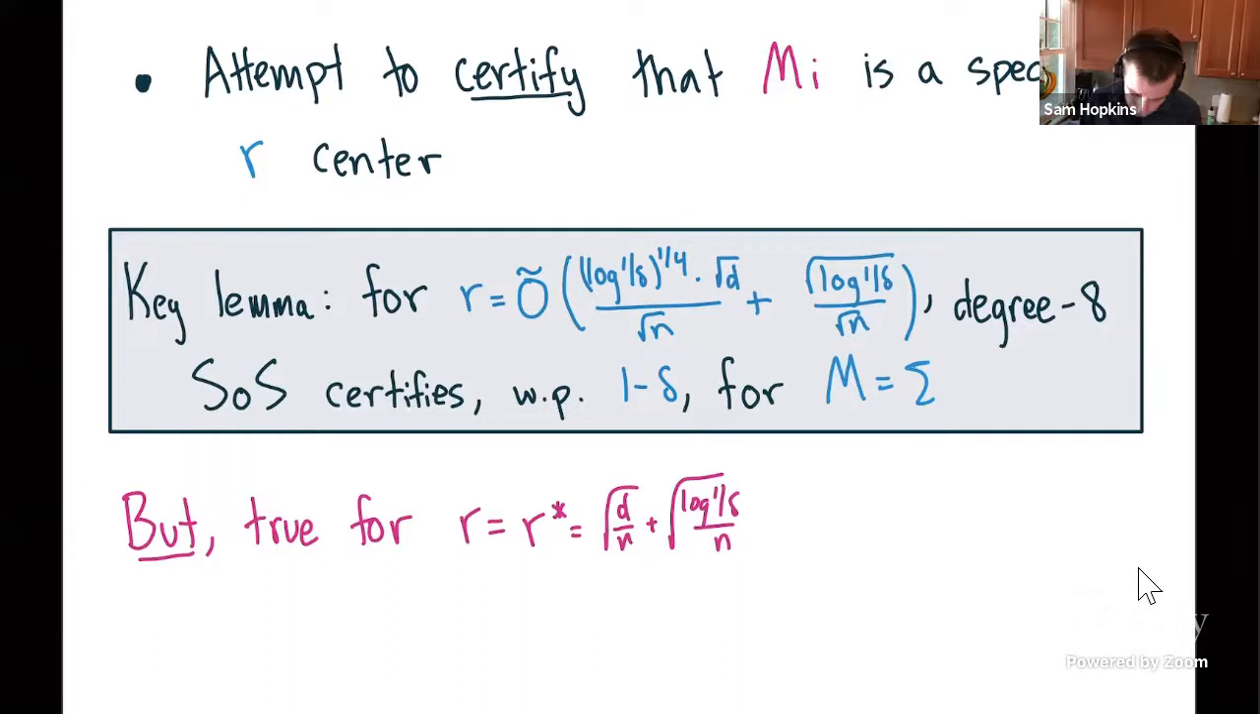So in my final couple of minutes, Tim asks, does the 1/4 improve if you make moment assumptions beyond the 8th? Great question. Assuming that you could do the SOS again, I don't know how to do it. It might.